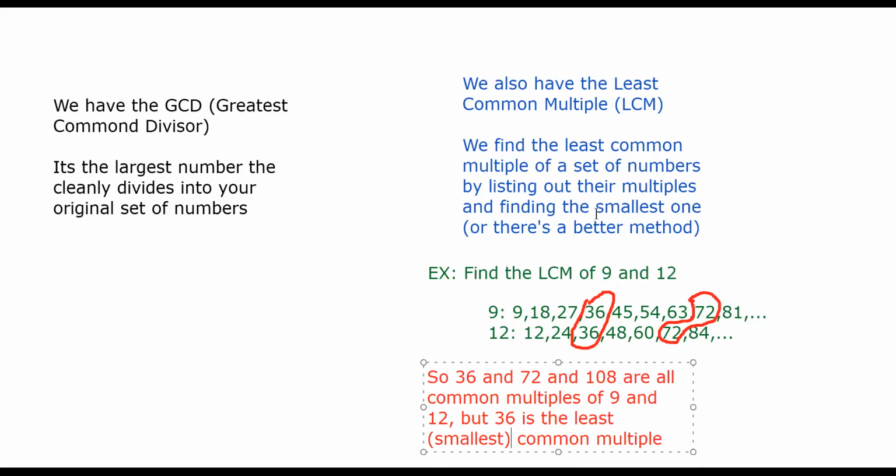So we can find the least common multiple of two numbers by just listing out their multiples. Well, what if you had the numbers, I don't know, 112 and 57? Look, you're not going to want to list out their multiples. They're going to be massive.